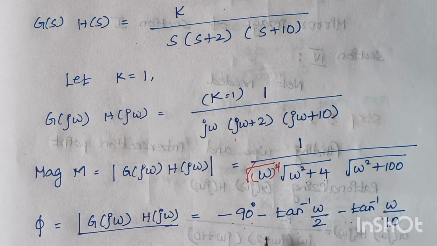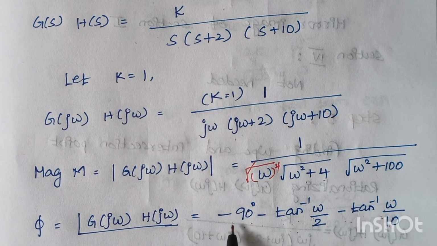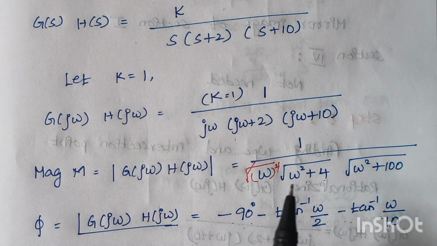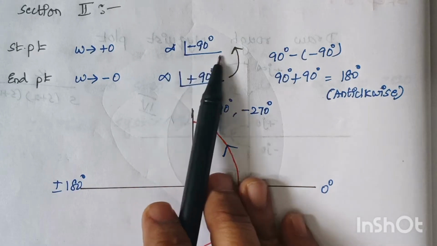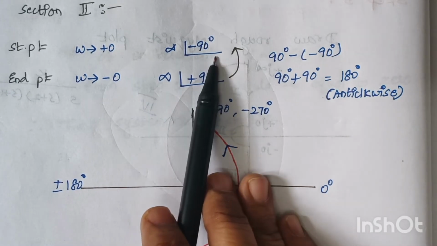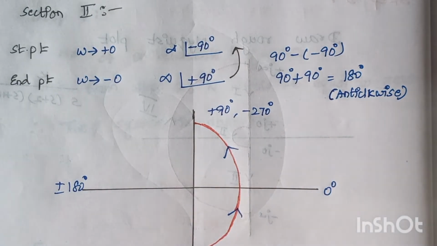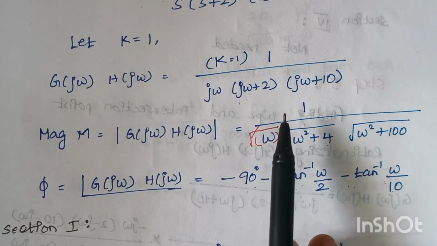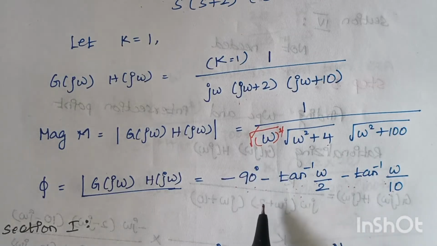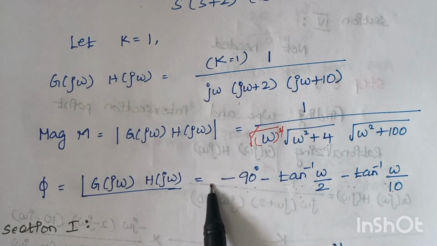And again when you substitute the value as 0 here, what happens? This tan inverse of 0 is 0 and here also this becomes 0. So the angle will be minus 90 degree. That is, magnitude is infinity and angle is minus 90 degree. Here we have written infinity with an angle of minus 90 degree. Next thing is we have to substitute the value of omega as minus 0. When you substitute omega as minus 0, again, anything divided by 0 is infinity. Again these two terms become 0 and here we are having minus 90.